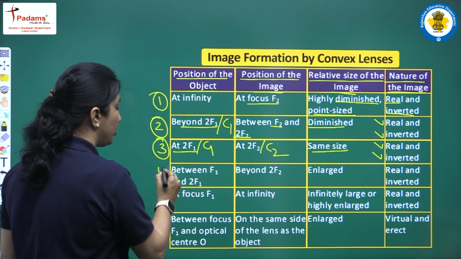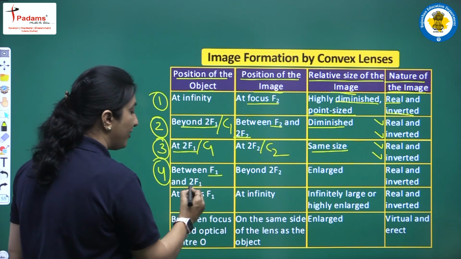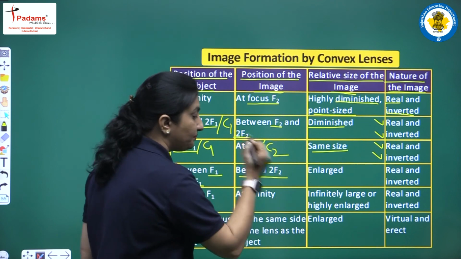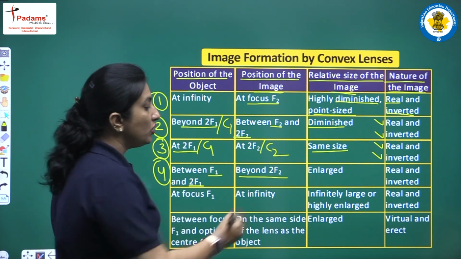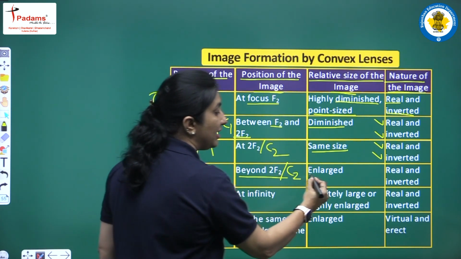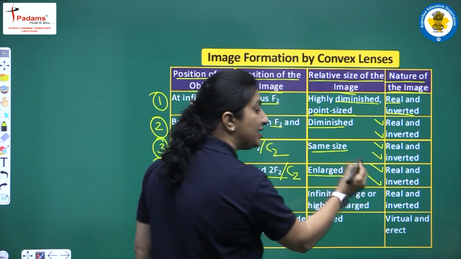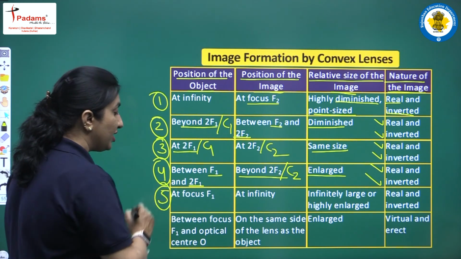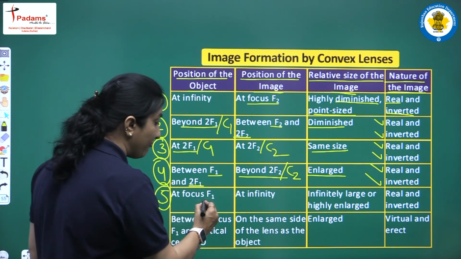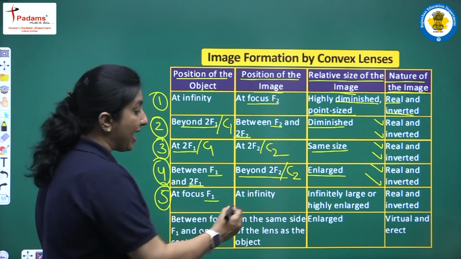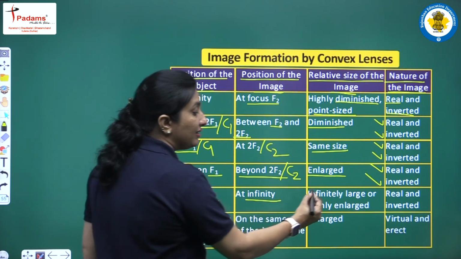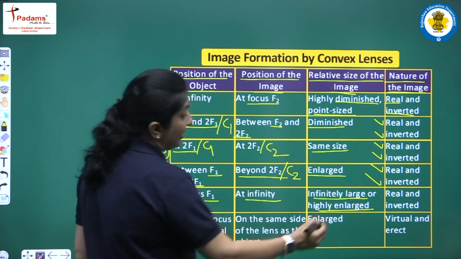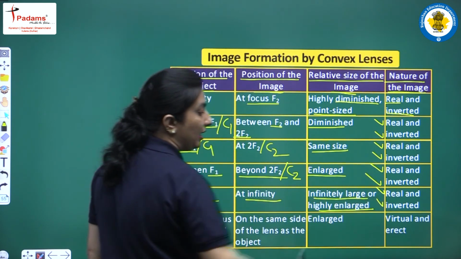Then the fourth position of the object was between F1 and 2F1, and what we saw was that the image was formed beyond 2F2, or you can say C2. The image was enlarged, again it was real and inverted. Then the fifth position was when the object was kept at F1. Then the image was formed at infinity, and the image was infinitely large or highly enlarged. Again the image was real and inverted.